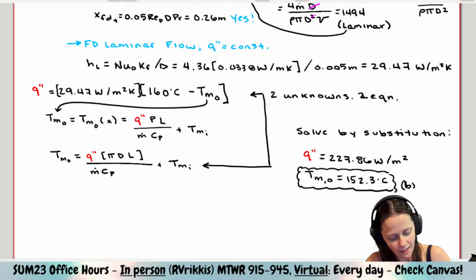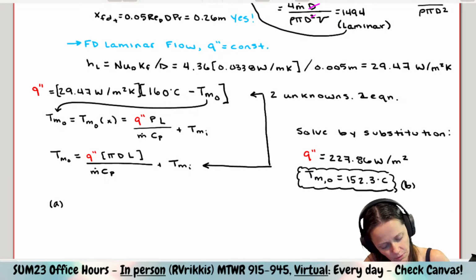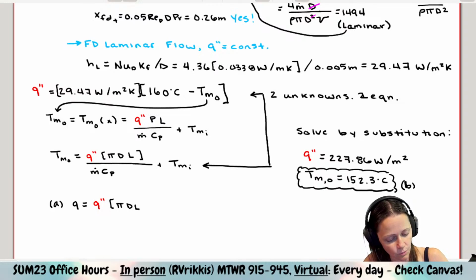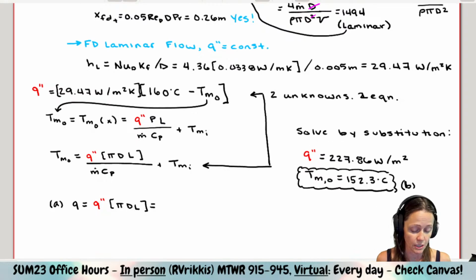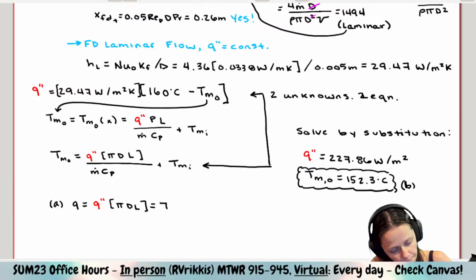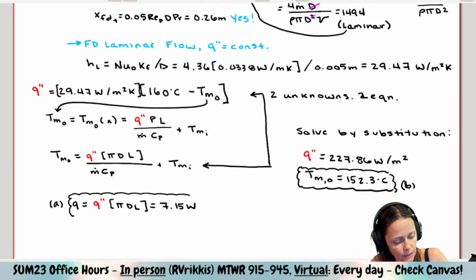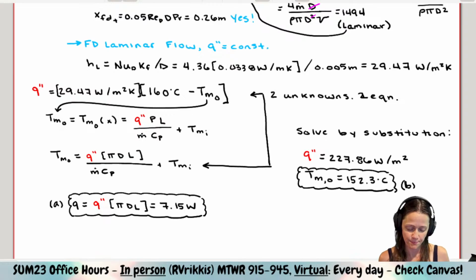And then A: remember we said Q is just going to be that surface heat flux times our surface area, which is pi D L. And now we know everything. We know our q double prime, we know D, we know L. And so I end up getting a value of 7.15 watts. Perfect.